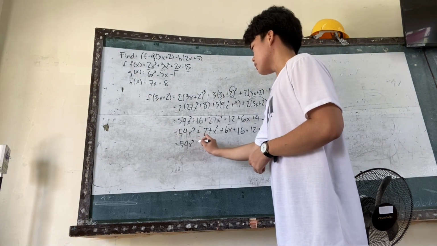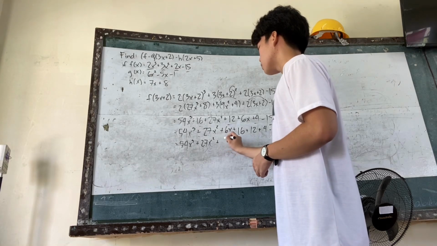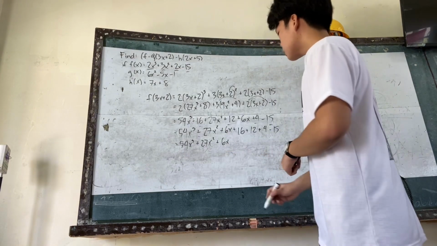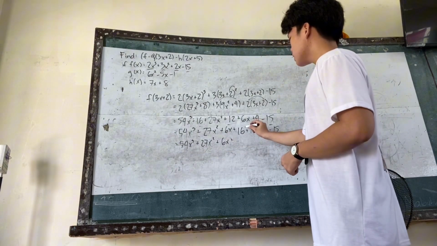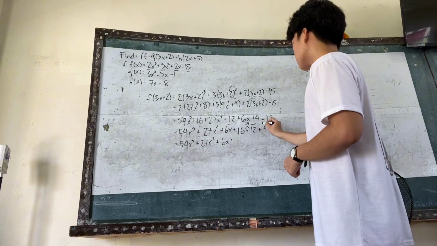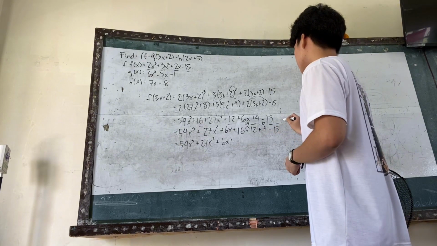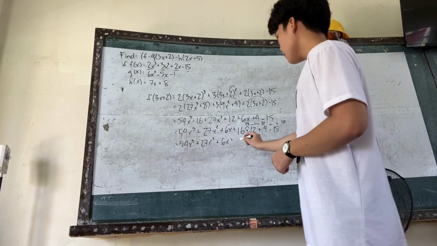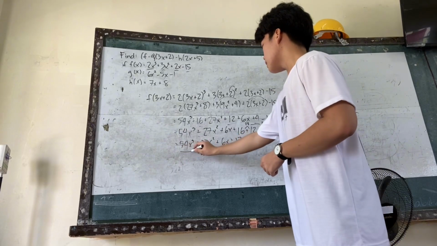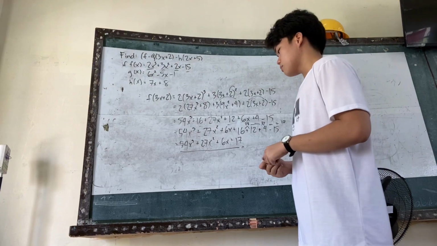Now we are going to solve for the like terms. 54x³, just bring down those that don't have like terms or similar terms and exponents. 6x, plus 16 plus 12 is equal to 28, plus 4 is equal to 32, minus 15 is equal to 17. And that would be our value for f(3x + 2).